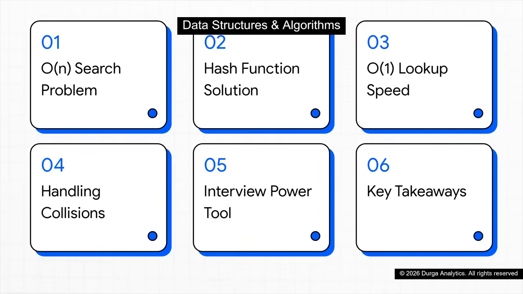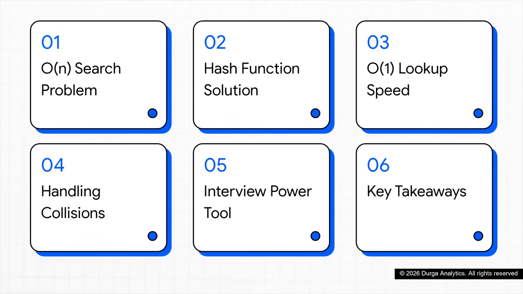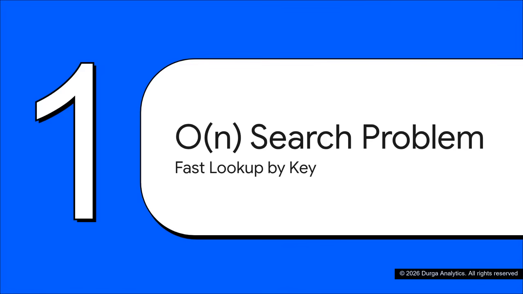Here's our game plan for today. We're going to look at the O(n) search problem, unpack how hash functions solve it, figure out how we get that sweet O(1) lookup speed, what to do about collisions, and finally, why this data structure is your absolute best friend in tech interviews, before wrapping up with our key takeaways. All right, Part 1, the O(n) search problem.